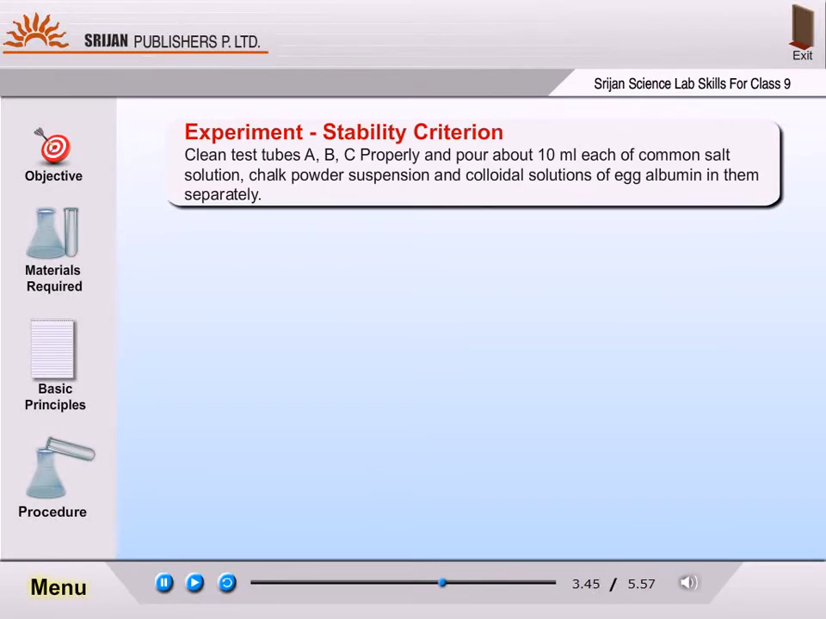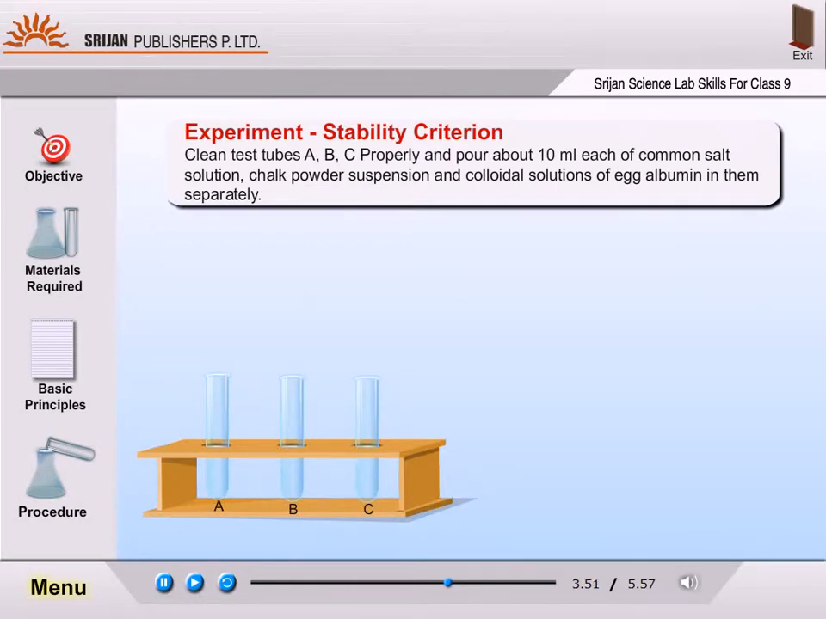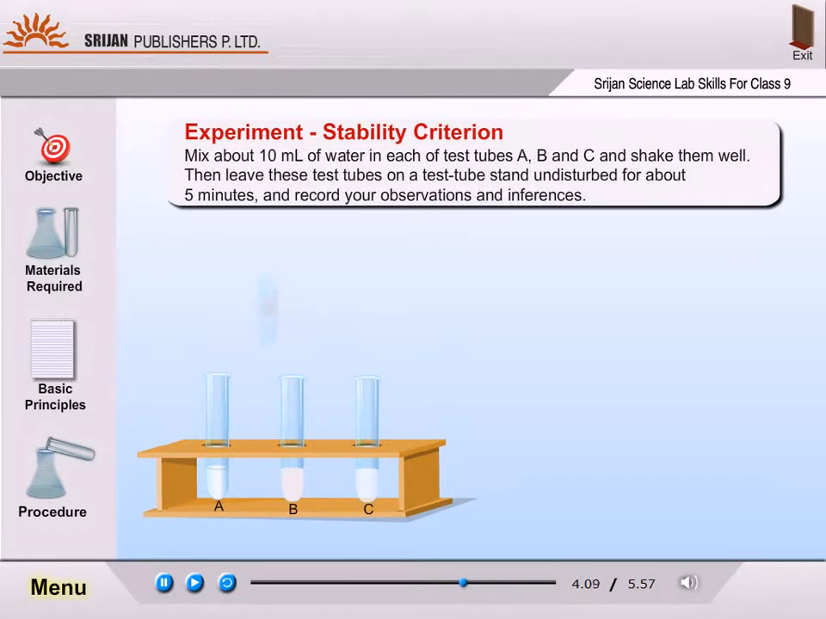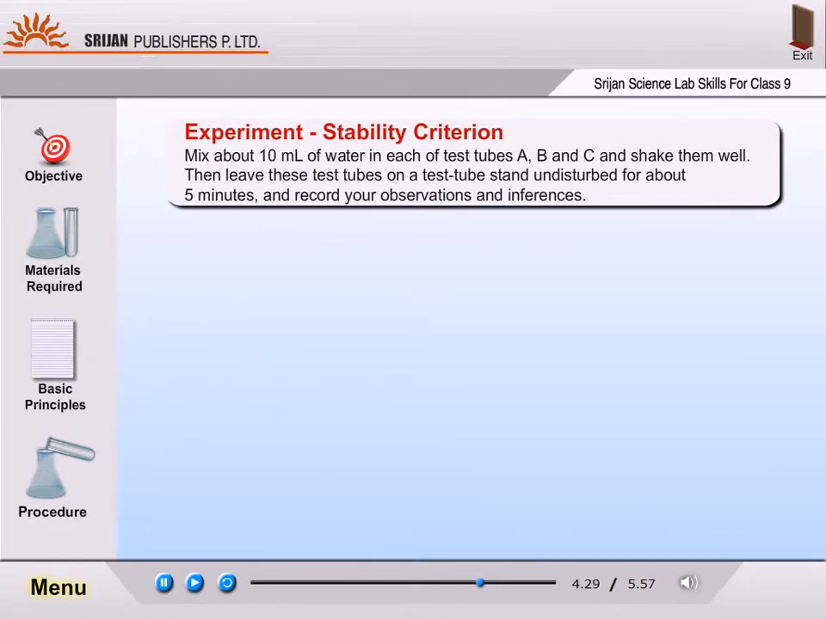Stability criterion. Clean test tubes A, B, C properly and pour about 10 ml each of common salt solution, chalk powder suspension and colloidal solution of egg albumin in them separately. Mix about 10 ml of water in each of test tubes A, B and C and shake them well. Then leave these test tubes on a test tube stand undisturbed for about 5 minutes and record your observations and inferences.